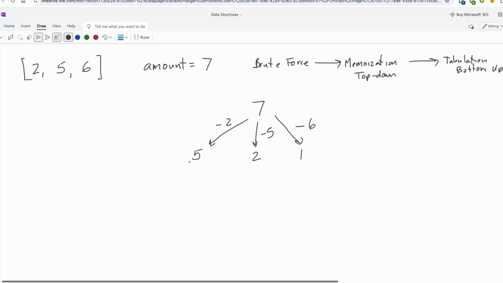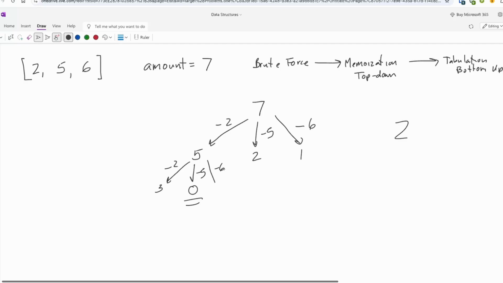So we could take away 2, so minus 2, and we get 3. We could take away 5, and we get 0, right? So great, we have an answer. So we see this is 1, 2 steps. So we can record 2 as our minimum, or we could take away 6.